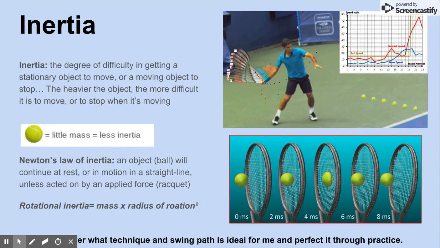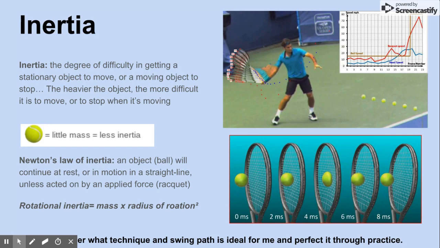Since the motion of the racket is rotational in a forehand, its mass and distance of the mass from the axis of rotation must be considered when calculating the rotational inertia. The equation for this is inertia equals mass times radius of rotation squared. Players must increase rotational inertia and inertial speed to increase force in a forehand strike. Both of these components increase the speed of the torso and arms, causing acceleration of the racket to be higher in the wind-up stage.